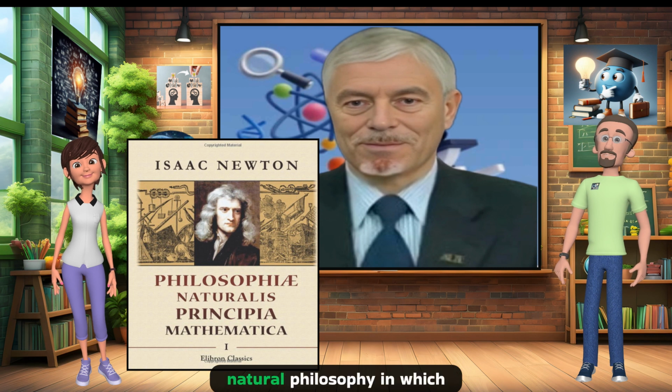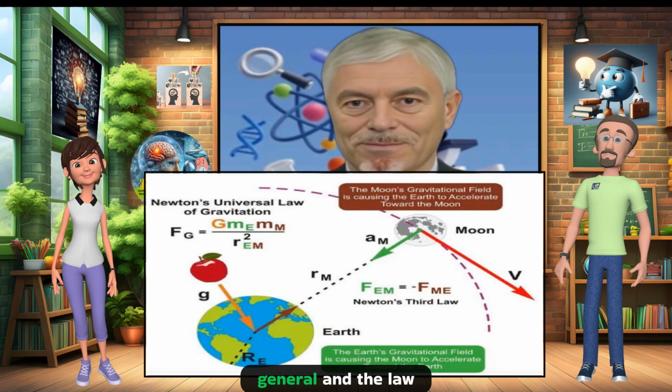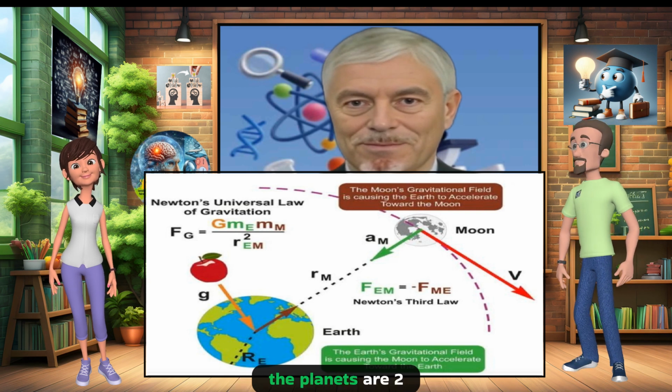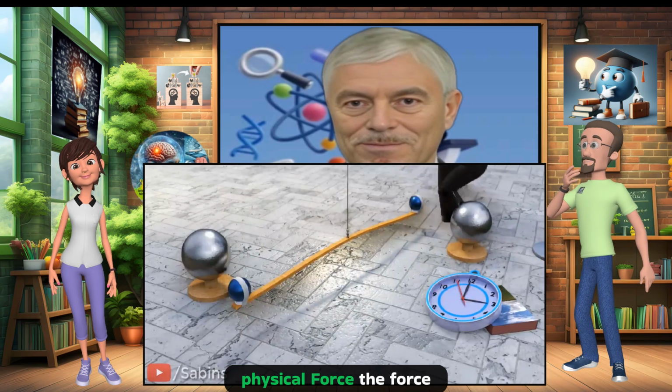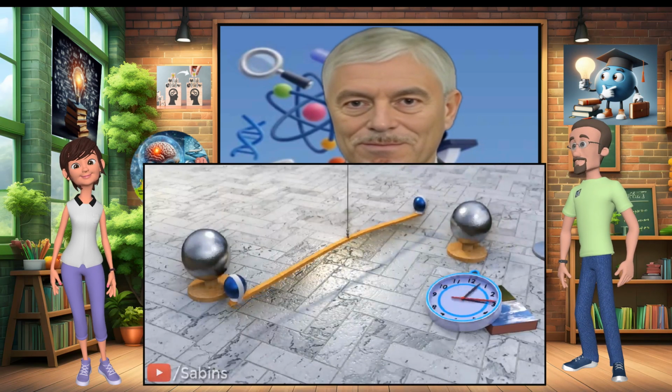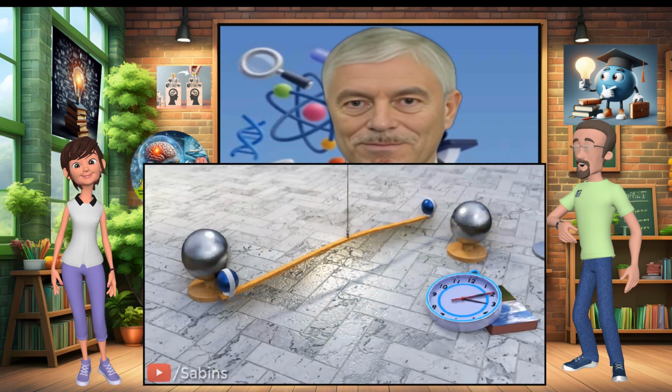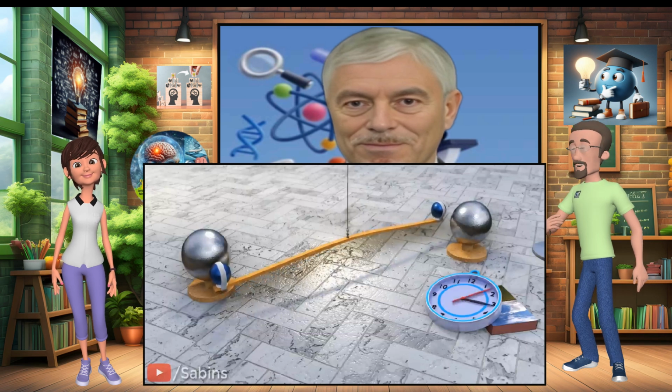Physics was still called natural philosophy, in which he sets out the laws of motion in general, and the law of universal gravitation in particular. These laws show that the fall of bodies and the movements of the planets are two manifestations of the same physical force, the force of gravitation. It describes how objects attract each other based on their mass and distance.